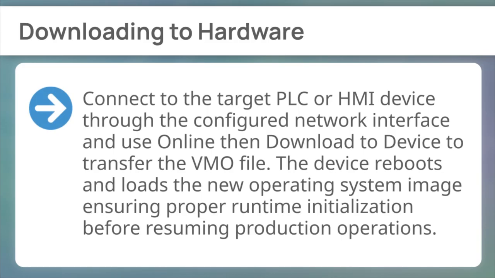Connect to the target PLC or HMI device through the configured network interface and use online, then download to device to transfer the VMO file. The device reboots and loads the new operating system image, ensuring proper runtime initialization before resuming production operations.